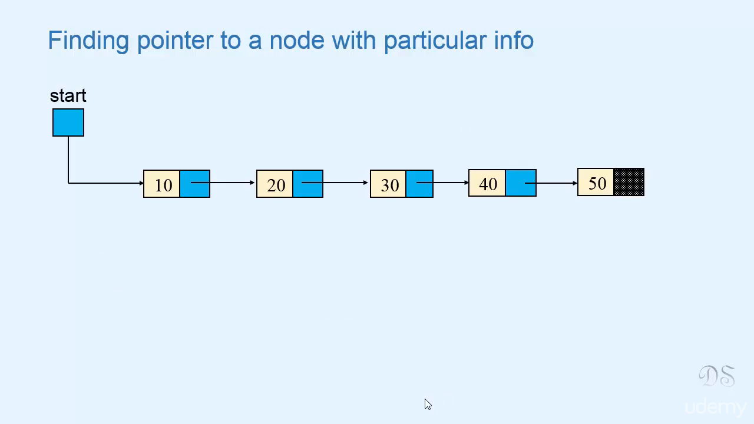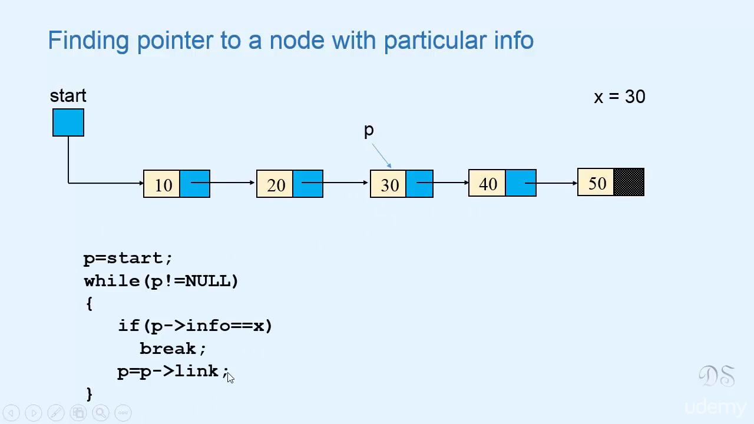Now suppose we are given a value x and we have to find pointer to a node that contains this value x. And suppose this value of x is 30. So that means we have to find pointer to this node in the list. This is the code that gives us a pointer to the node that contains value x. We have already seen this code while we were learning searching in a linked list.